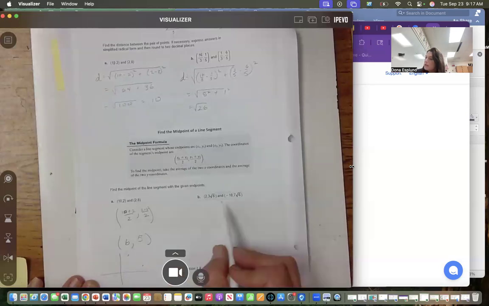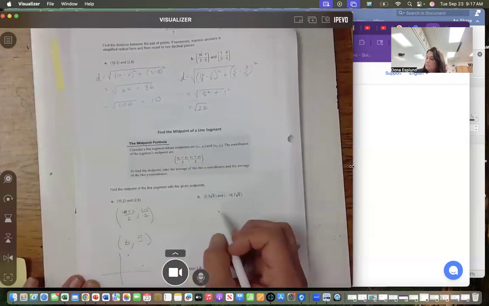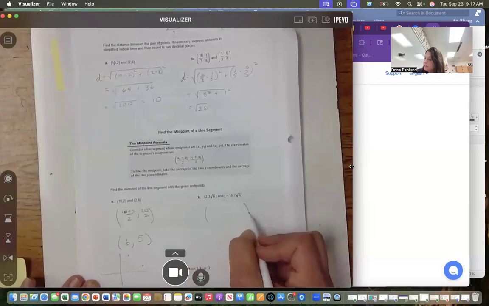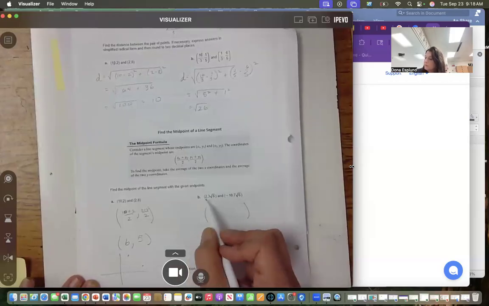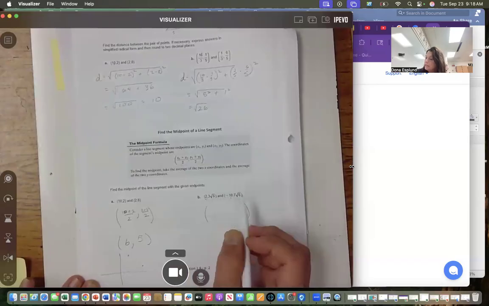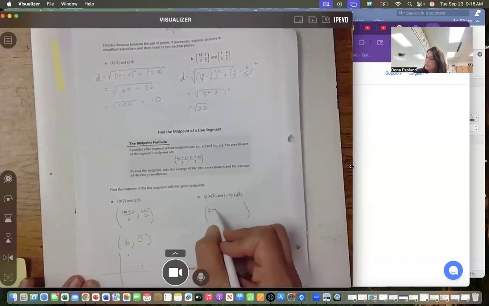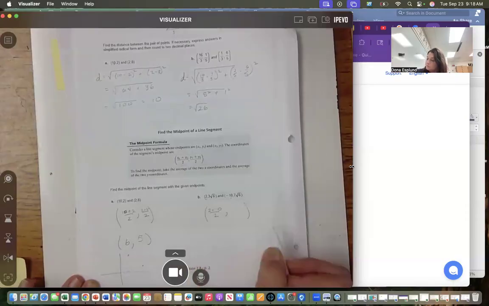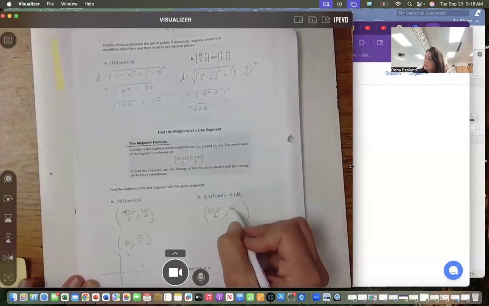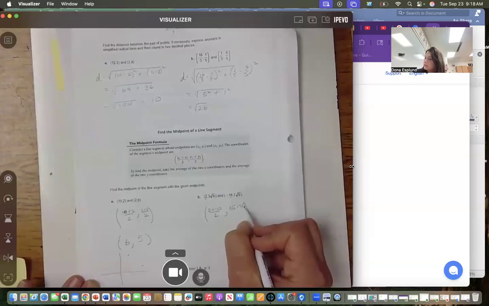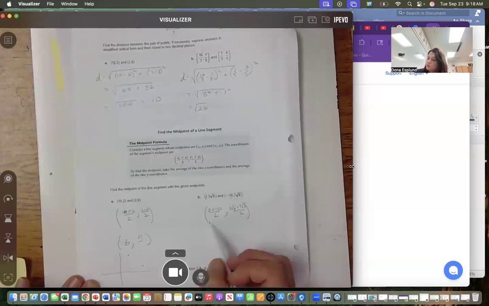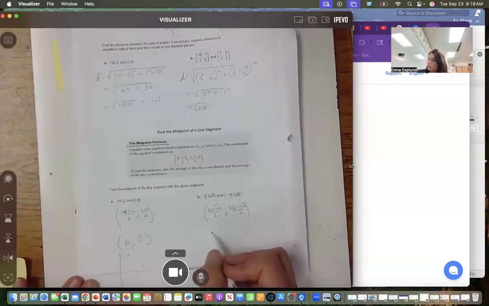I can also remember I don't have to have nice whole numbers to do my midpoint. On my midpoint, I can still do radicals. So on this one, my x values are 2 and negative 10. Remember, I'm adding, so it's really 2 plus a negative 10, divided by 2. And on the next one, I'm going to have 3 square root of 6 plus 7 square root of 6, all over 2. On the first one, 2 plus a negative 10 gives me negative 8, and then I divide by 2, so negative 8 divided by 2 is negative 4.